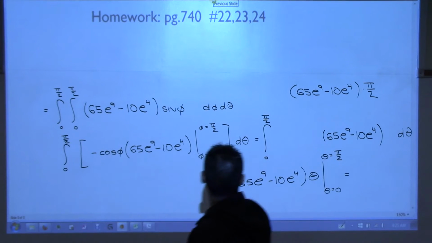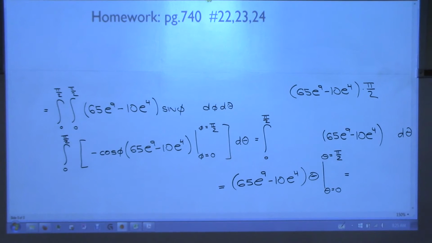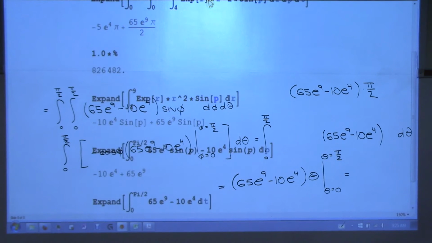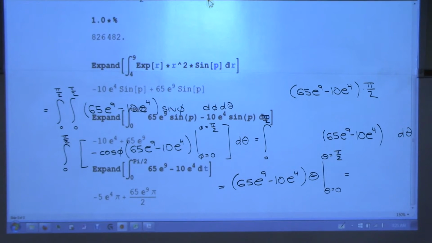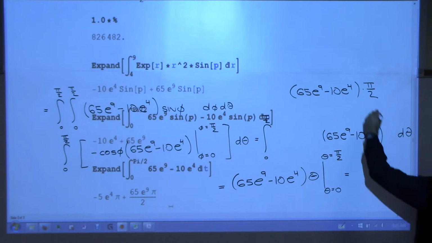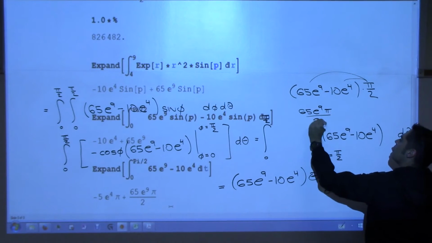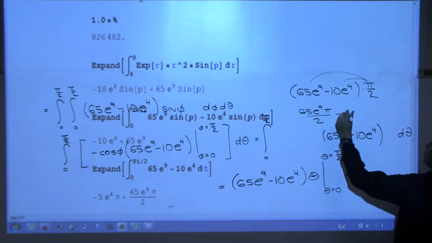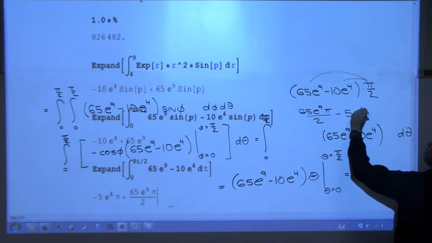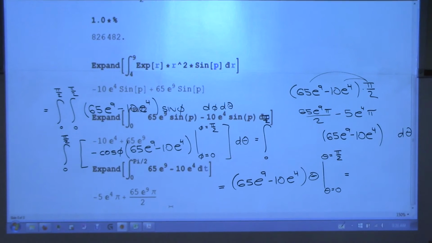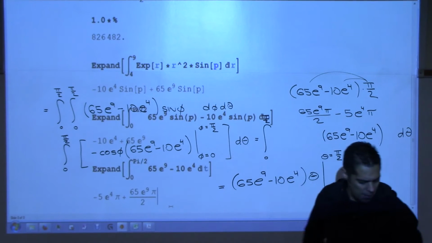Now I'm going to double check that because I think I did do that with the computer. Yeah, they went in and simplified it a little bit, but this is the answer right here. So if I take this and distribute it to each one of these, I'll get 65 e to the 9th pi over 2 minus, when I distribute here, the 10 and the 2 reduce out, you get 5 e to the 4th times pi. So that answer matches this one, so we feel good about it.